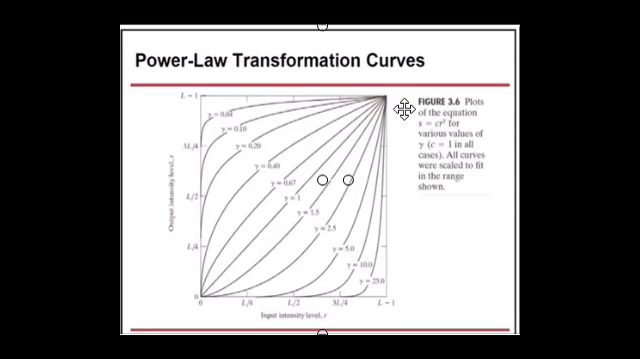This is the power law transformation curve. See, students, there are exponentially increasing and decreasing graphs according to the changing values of gamma, like gamma varying from 0.04 to gamma equal to 25. This is how there is variation of the transformation curve using the gamma function.